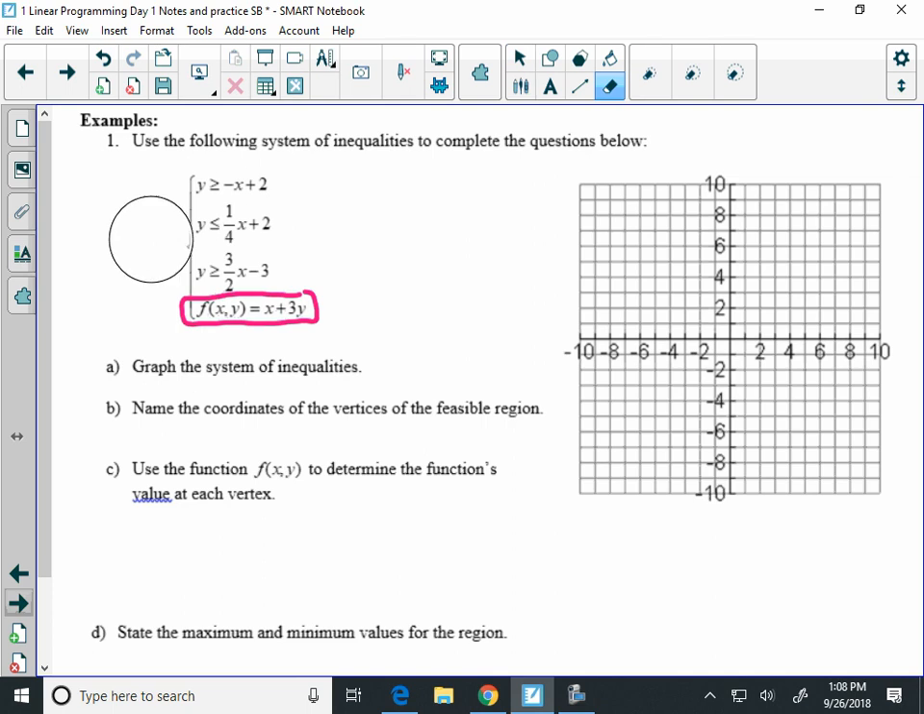The nice thing about this example is that they're all solved for y. It makes them really easy to graph. So let's grab our pencil. We're going to graph the first.